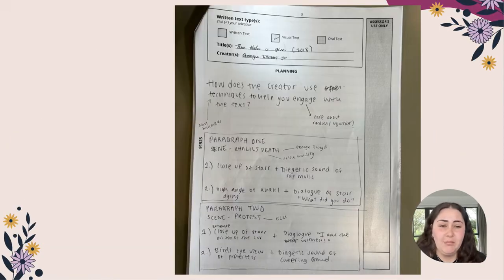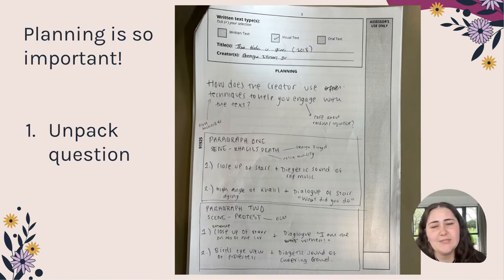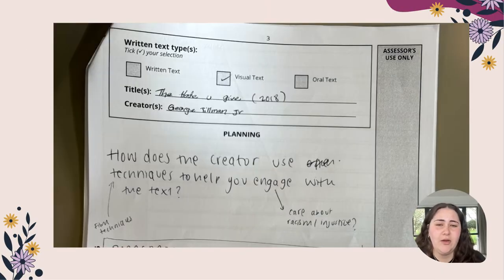So moving on to my planning, which is the really, really important part. So planning is so important. Unpack the question in your planning and then plan your paragraphs. So here I've written down my question, which was, how does the creator use techniques to help you engage with the text? The techniques are the film techniques: my angle shot, my bird's eye view, my dialogue, my diegetic sound. My engage with the text is how do I care about racism? What is my position in that?